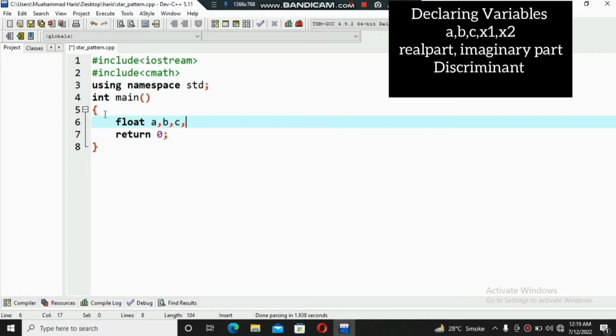So float a, b, c are the coefficients of the quadratic equation, and x1 and x2 are the solutions of the quadratic equation. I'm also declaring the discriminant, which checks whether the solution is real or imaginary. In the next step I'm also declaring the real part as well as the imaginary part. These are all the variables I have used in my program.